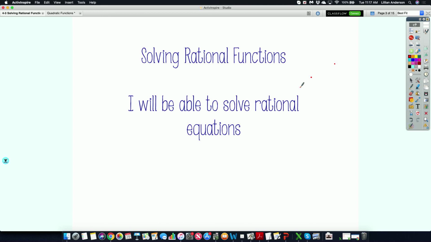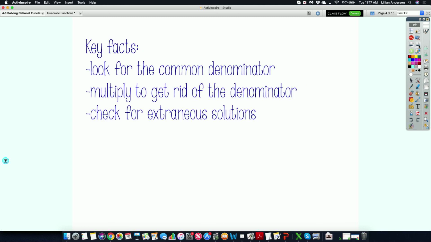Solving rational functions, rational equations. You guys already know how to graph them and how to find all the important information. Now let's solve them, just like how we did with quadratics, okay? So you have this nice little foldable. There's basically three different types of rational functions that you're going to come across.